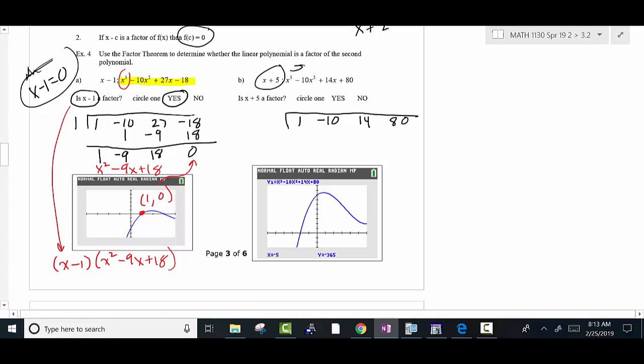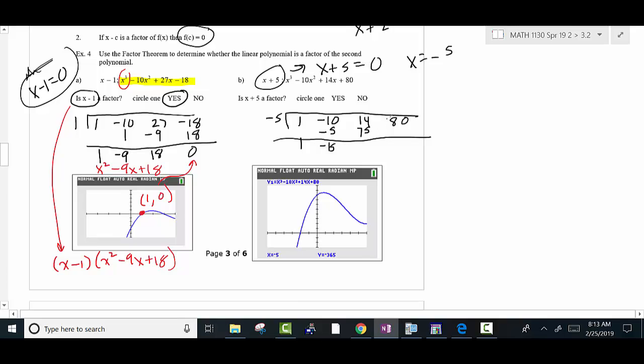Again, you're just thinking x plus 5 equals 0, therefore x equals negative 5. So be sure that you divide by the right number. All right, so let's see what happens. Bring down the 1, multiply, that's negative 5. Add the column, that's negative 15. Multiply, that's 75. I have a feeling it's a no.